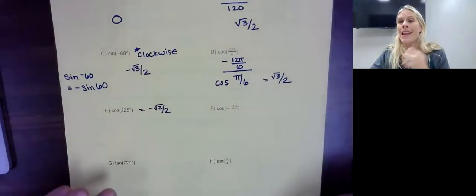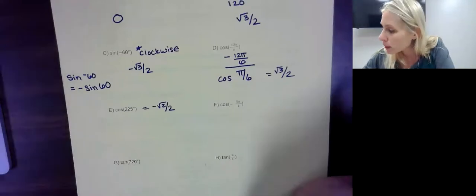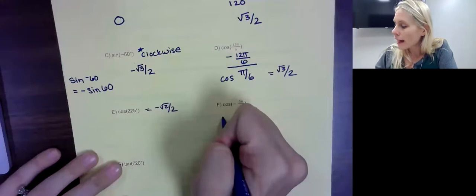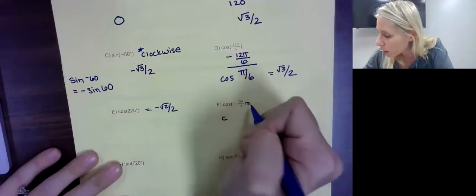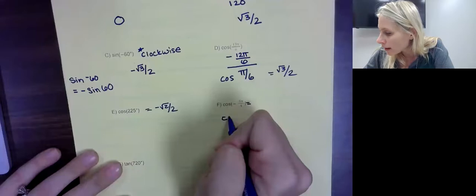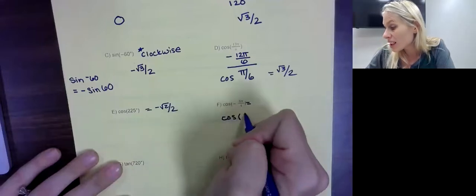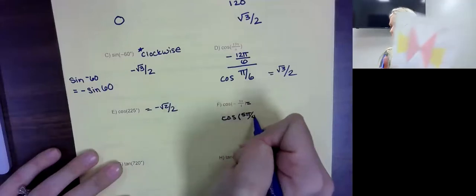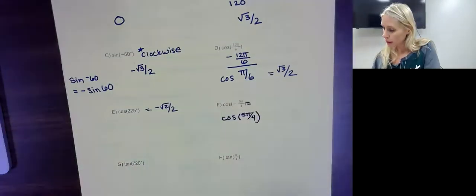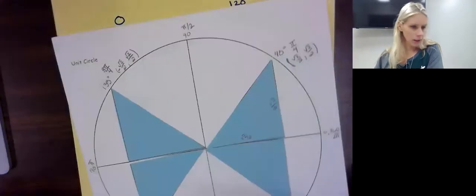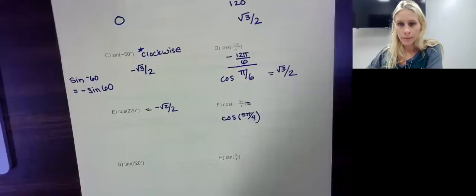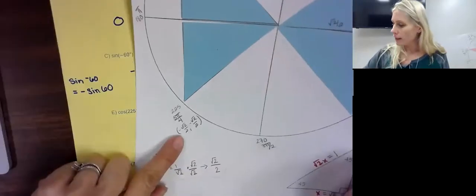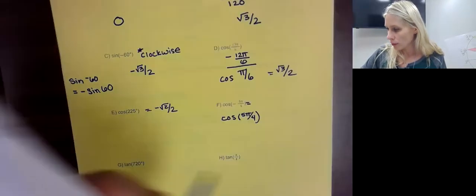All right, cosine of negative 5 pi over 4. This is where I like the symmetry, right? Because we know that cosine of negative theta is the same thing as cosine theta. Which is kind of awesome, right? Because now I can just look at 5 pi over 4, which is actually right here, and cosine of 5 pi over 4 is negative square root of 2 over 2.